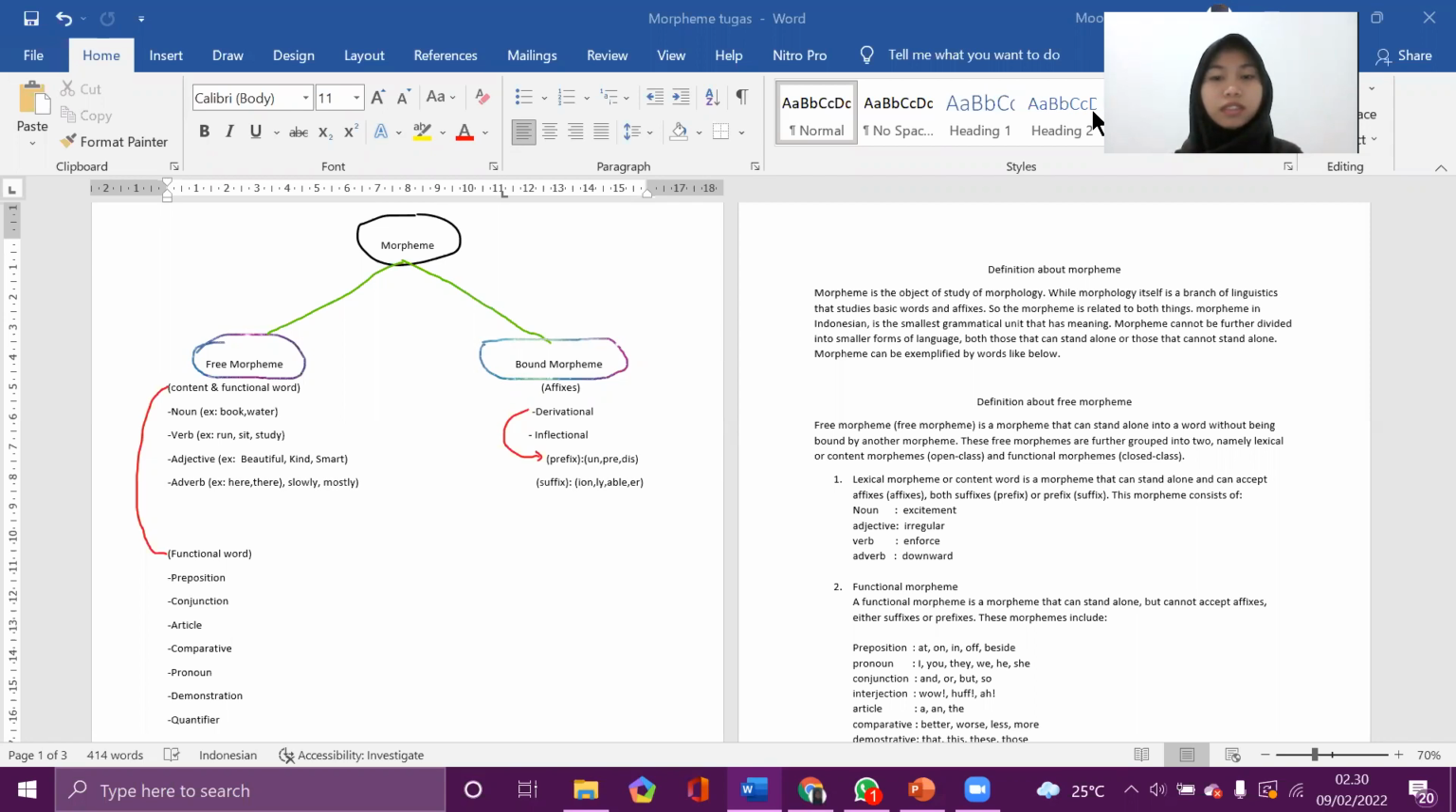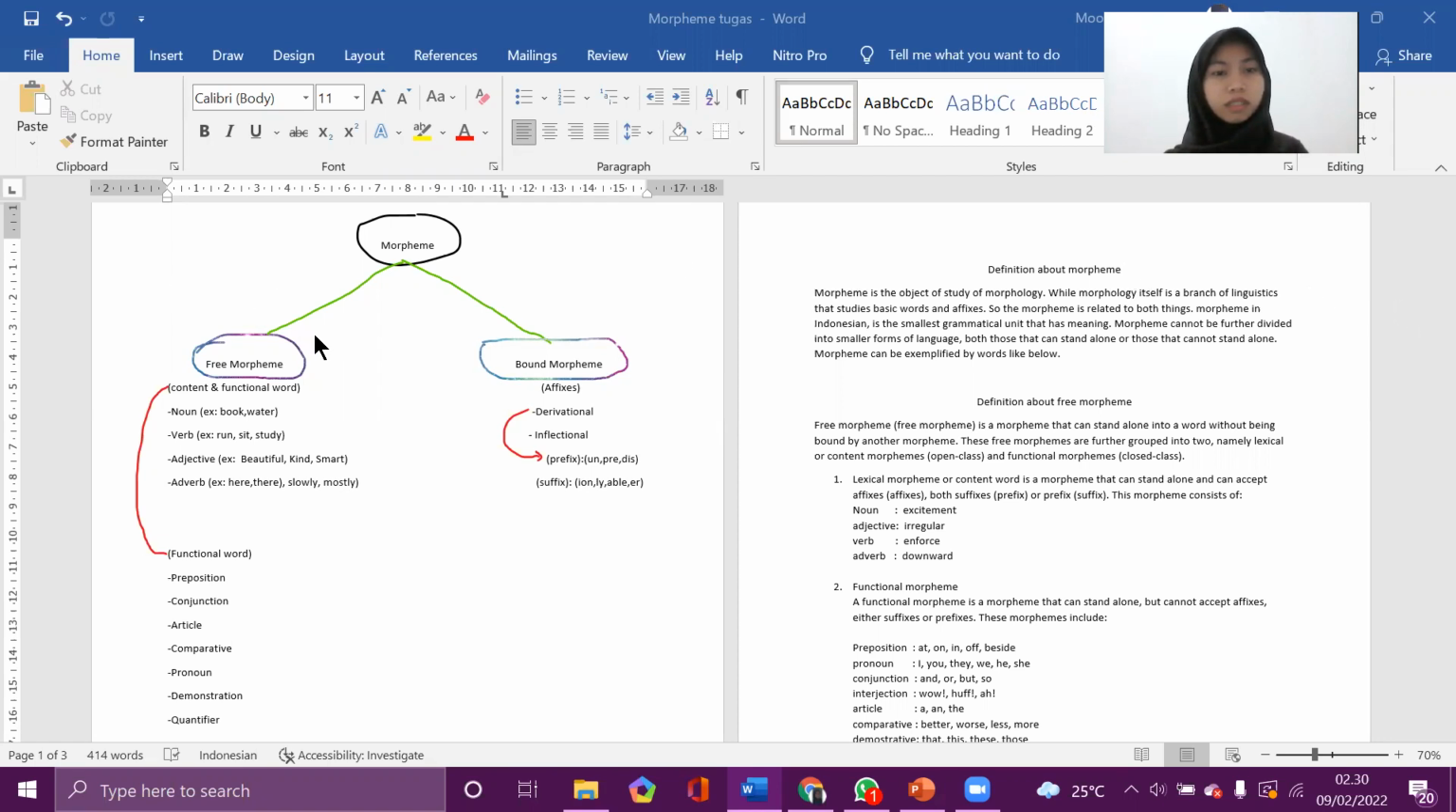Morpheme in Indonesian is the smallest grammatical unit that has meaning. Morpheme cannot be further divided into smaller forms of language, but those that can stand alone or those that cannot stand alone. So morpheme can be exemplified by a word like below.